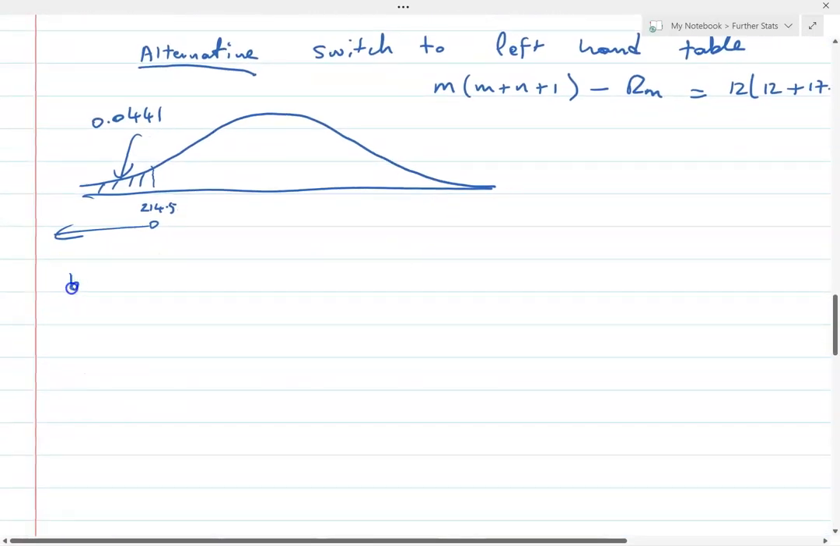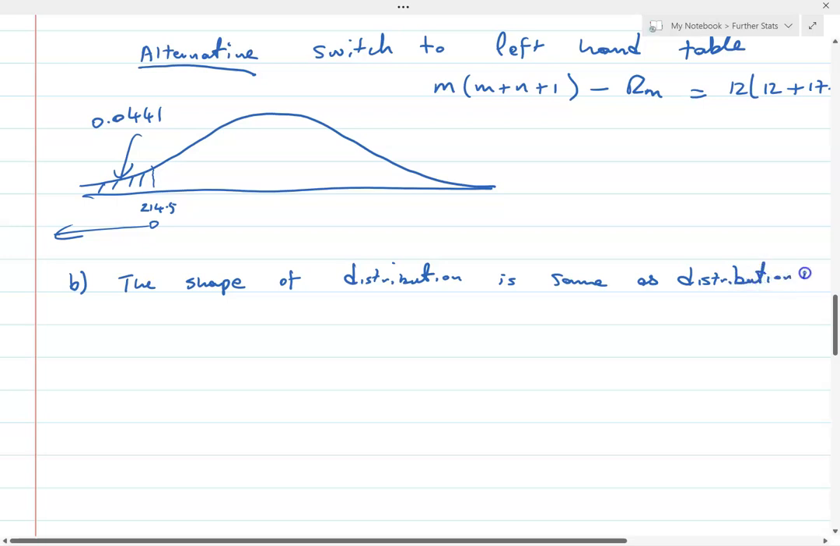To me, the most obvious answer is that one of the assumptions is that the shape of the distributions, not just that they're located in different places, but the shape of distribution A is the same as distribution B. Okay, so that is a valid assumption.